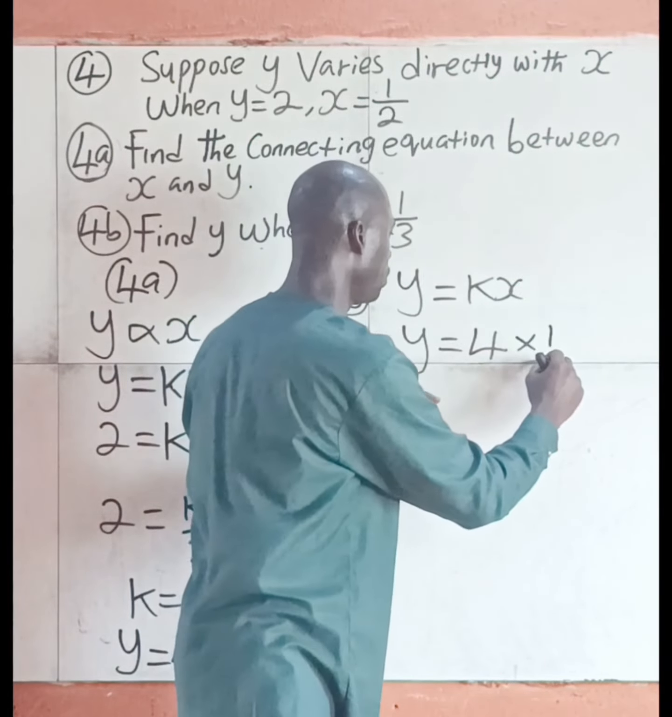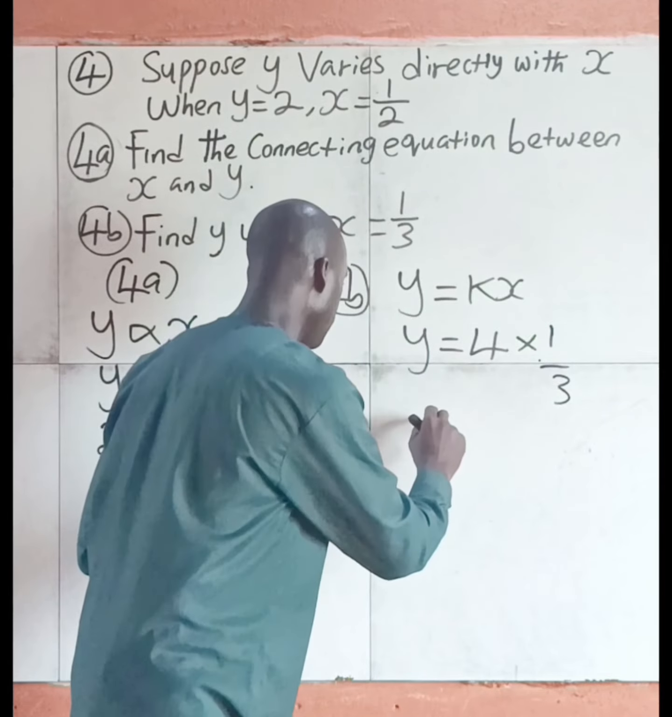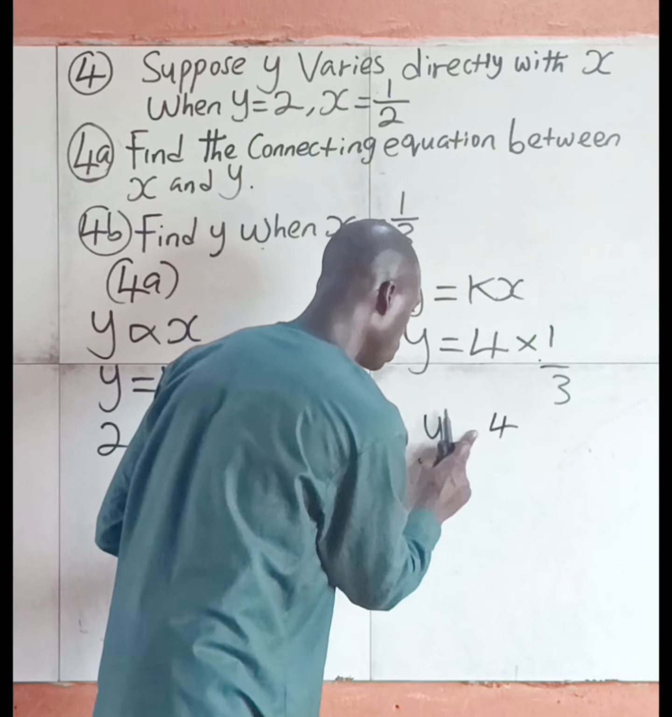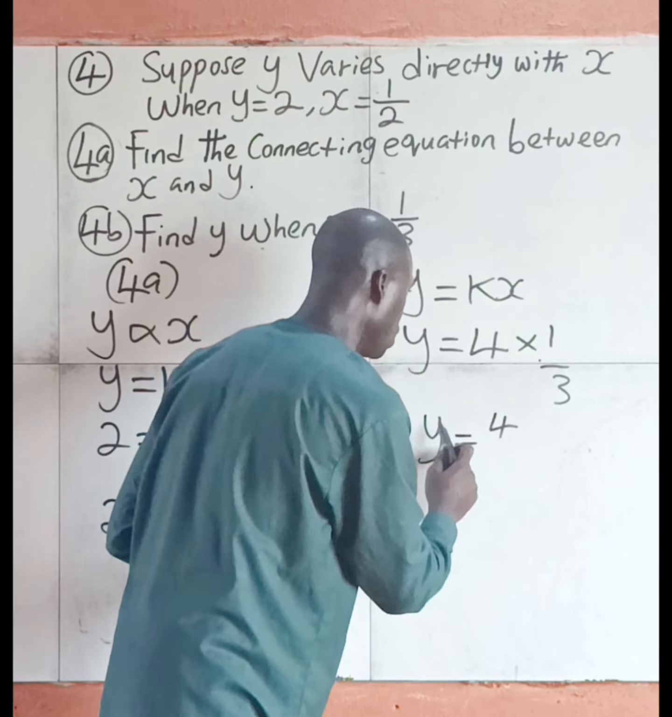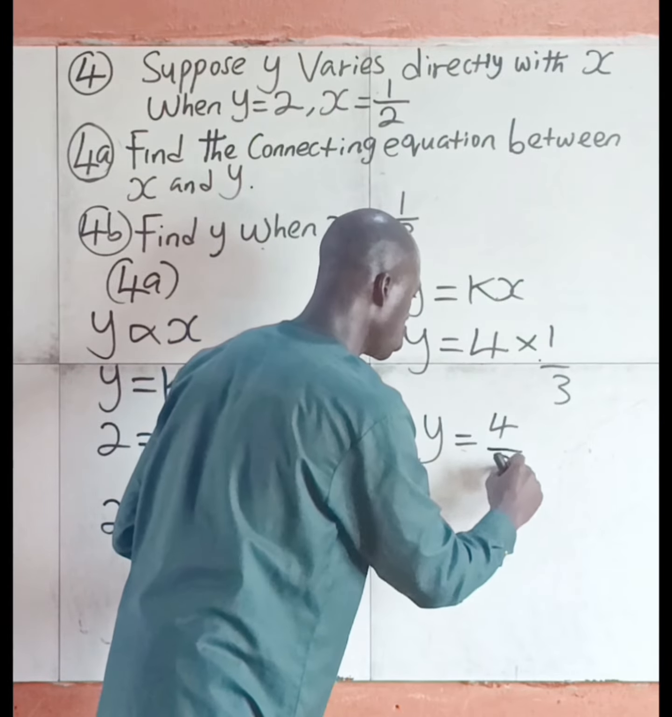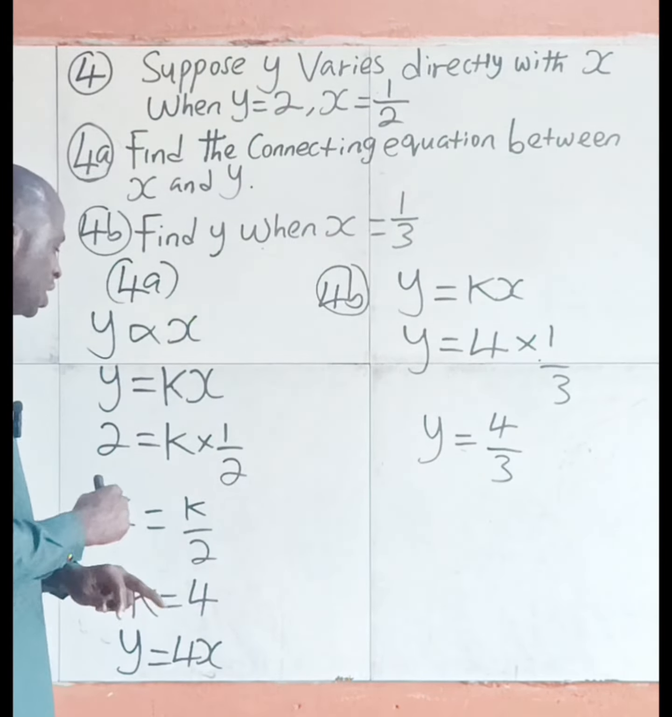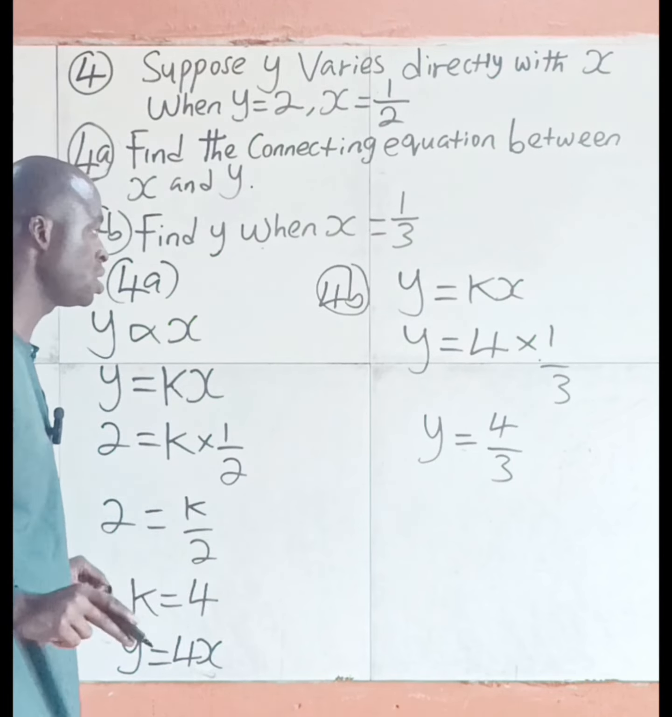So you can see the 1 over 3 for yourself. So at the end of the day, y becomes 4 times 1, which will give me 4. So let me clearly position it. 4 times 1 will give me 4. So that becomes 4 over 3. So this becomes the solution to question 4. It is very, very clear and very, very easy.